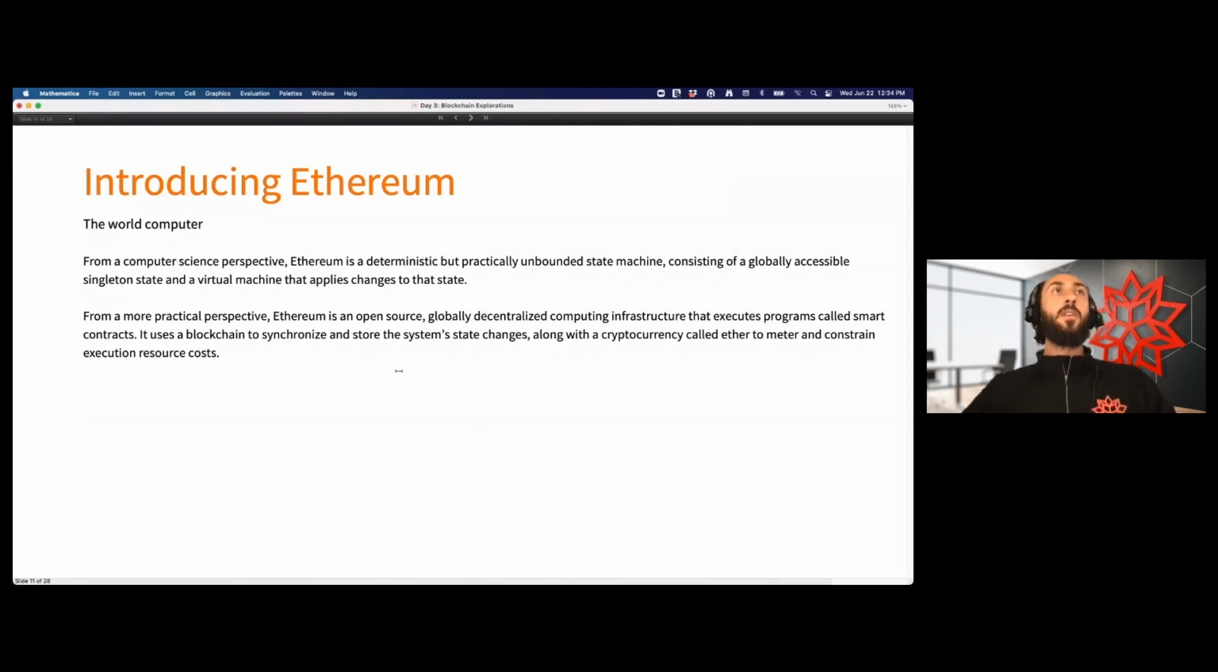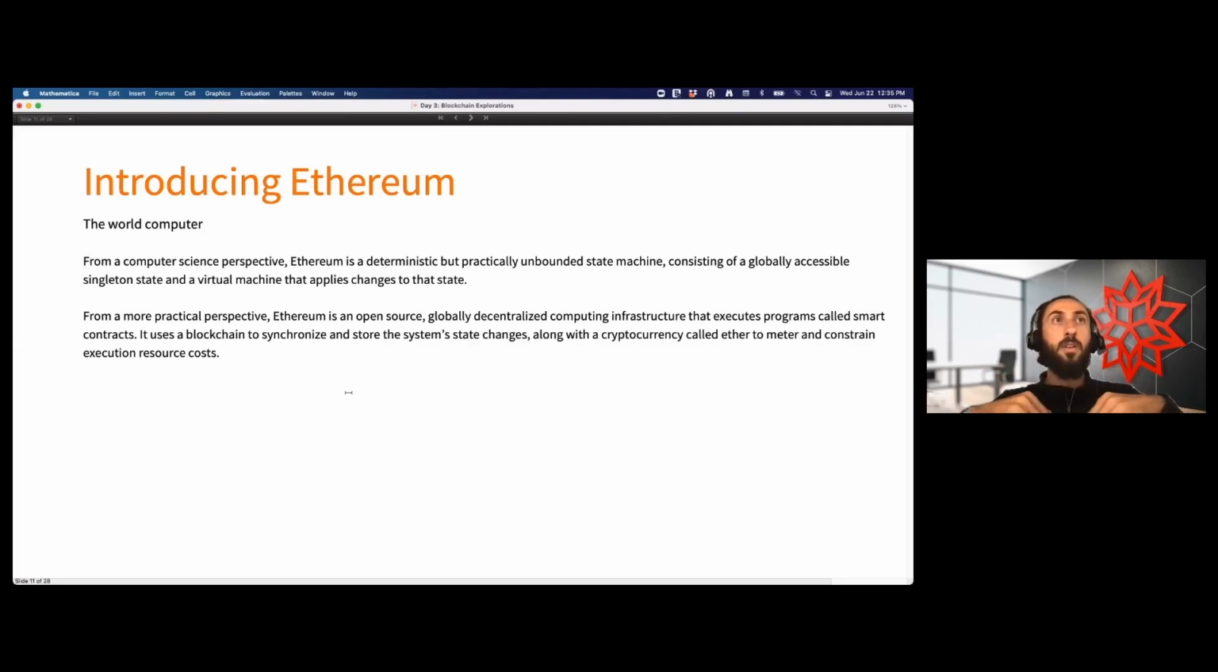Okay, so introducing Ethereum. Ethereum is known as the world computer. From a computer science perspective, Ethereum is a deterministic but practically unbounded state machine, consisting of a globally accessible single state and a virtual machine that applies changes to that state. From a more practical perspective, Ethereum is an open source, globally decentralized computing infrastructure.